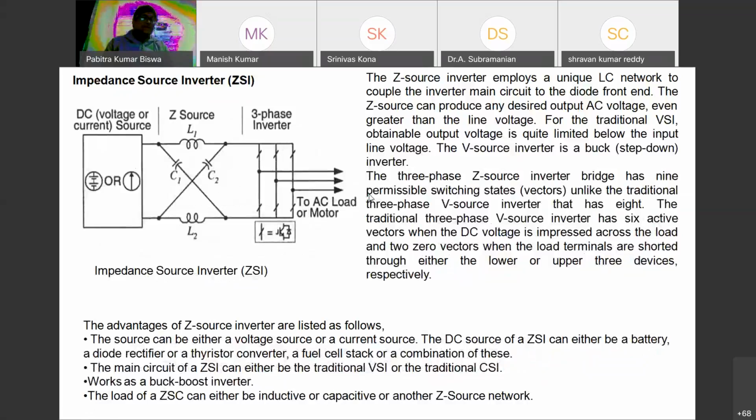This is the impedance source inverter. Impedance source means Z-source. Here we are considering the Z-source. This one is the Z-source, this is the voltage source, and this is the three-phase inverter. Okay, that is where the Z-source is used.